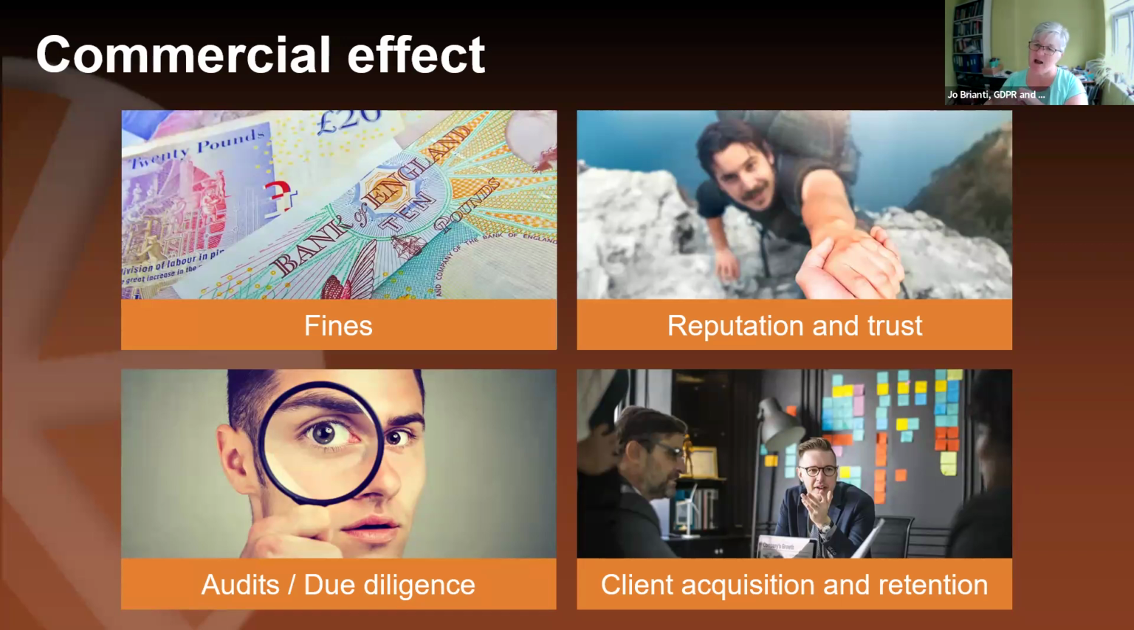But it doesn't necessarily have to be the ICO that come knocking at your door. If a client or a customer or somebody you network with thinks you're doing something wrong with their data, and they then complain to the ICO about that, where does that leave you? Are you ready for that? Can you manage that? What are the answers to that? Have you got everything you need in place?